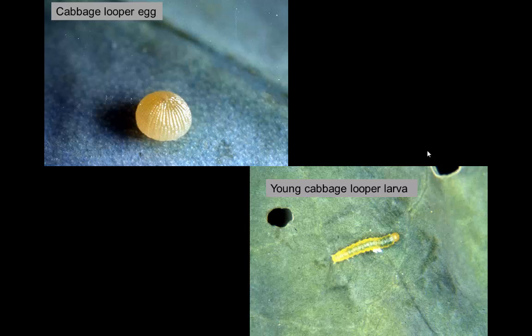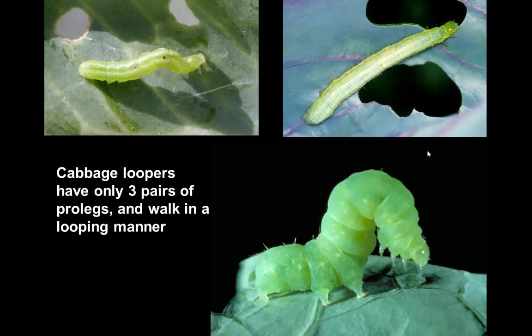Eggs, again, are laid one at a time, maybe in small groups, but the eggs are quite different in their form where you see them from that of an imported cabbage worm. They'd be round, and the egg would hatch, and you have a young cabbage looper larva that would feed for a while, then molt to the next stage, feed for a while, then molt to the next stage, feed for a while, and molt to the next stage. But again, they only have 3 pairs of prolegs and will be walking in a looping manner. And in the picture on the lower right, a full-grown one, you can see it rearing back, and the prolegs are pretty well displayed in this picture.